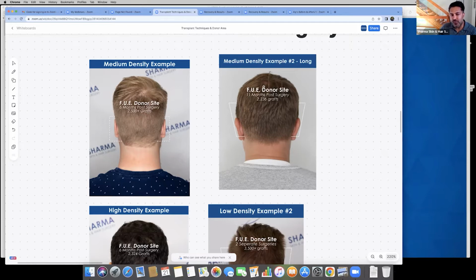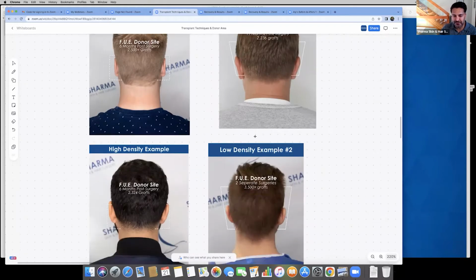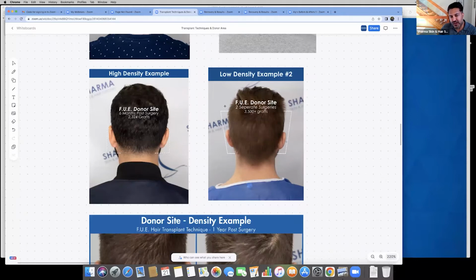This man here, he was also medium density. He's 11 months post-surgery, 2,200 grafts approximately. He wears his hair slightly longer in the back, and as you can see, it's very difficult to see anything there. Now let's move down. Now this chap is one of our superstar patients. He came in with quite severe hair loss.